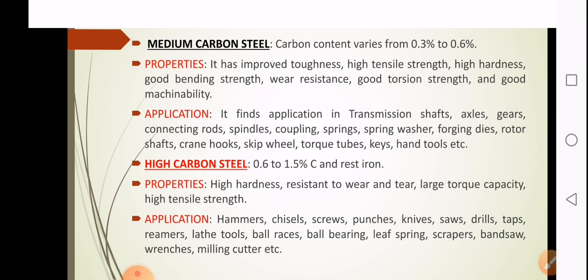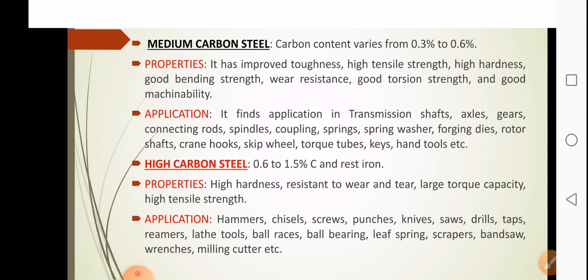Then, in application, it finds use in transmission shafts. Transmission shafts are mainly used when you are coupling a turbine and a generator, which are transmitting motion and power, or they can be used in automobiles, and then they are used in axles, gears, connecting rods, and so on. Some of these you are very familiar with, and some you may not have seen as of now. So that is about medium carbon steel.